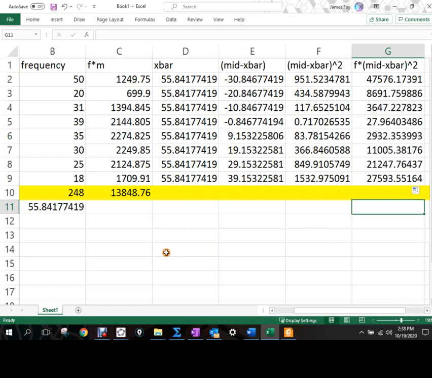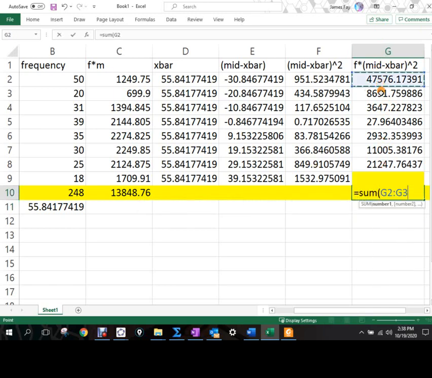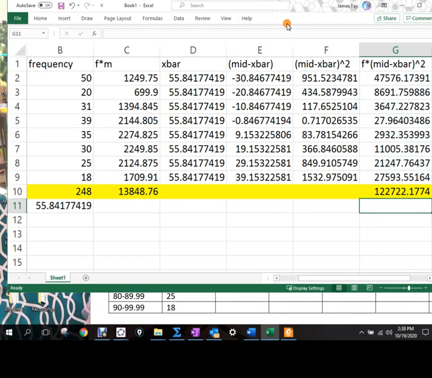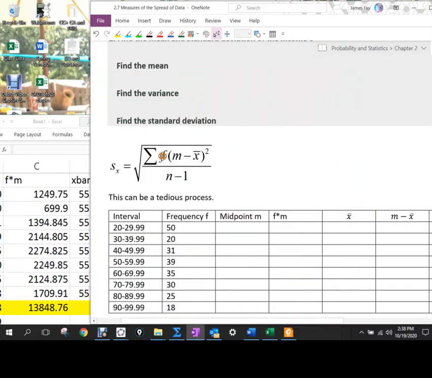So now we can sum these. Okay, so this would be my numerator. So I'm going to sum these. I'll hit equals, sum of that list right there. It should actually go to G9. And I get that quantity right there. Is that okay? Okay. So right there, that 122 number is the sum of your frequencies times your deviations squared.